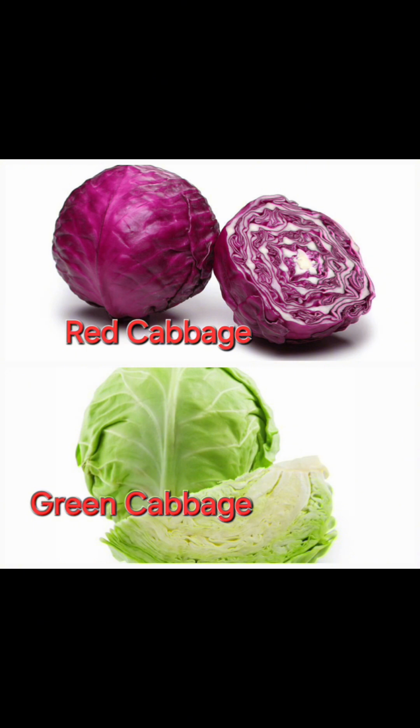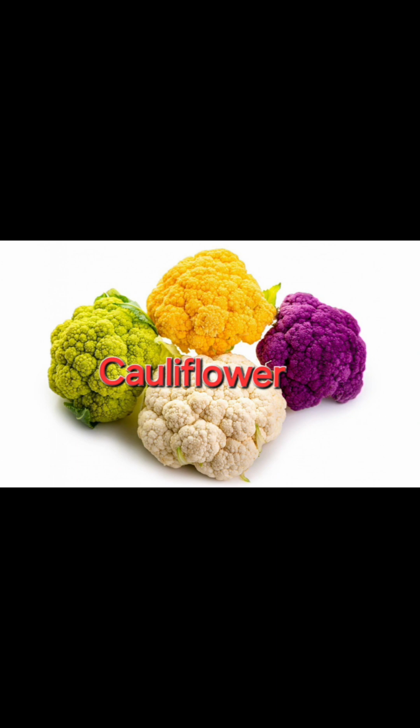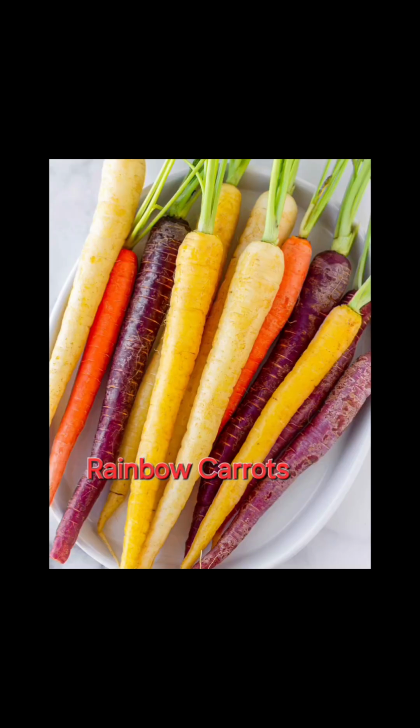Red cabbage and green cabbage. Red cabbage has higher levels of nutritional value. Broccoli. Cauliflower comes in yellow, purple, white and green color, and the purple one is considered the healthier option. Carrots come under colored vegetables, and other than our normal orange carrots, we can see some more colors as shown in the picture, but the orange ones are considered the most nutritious.